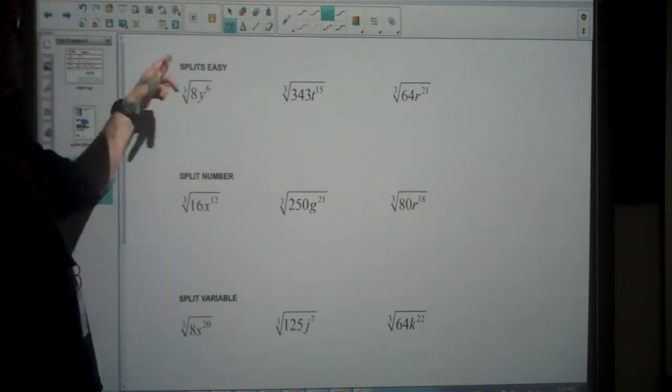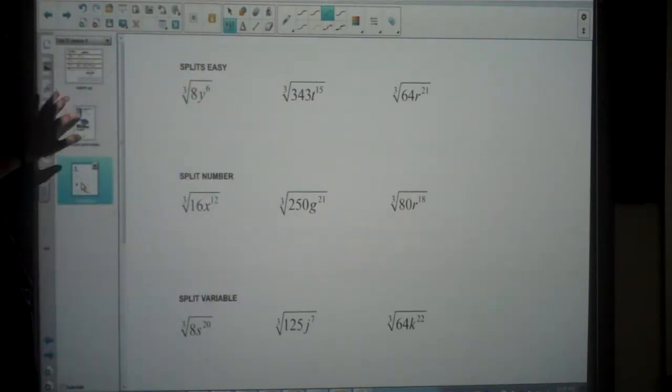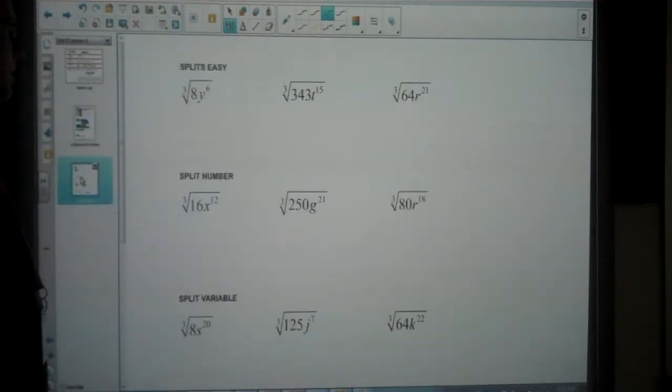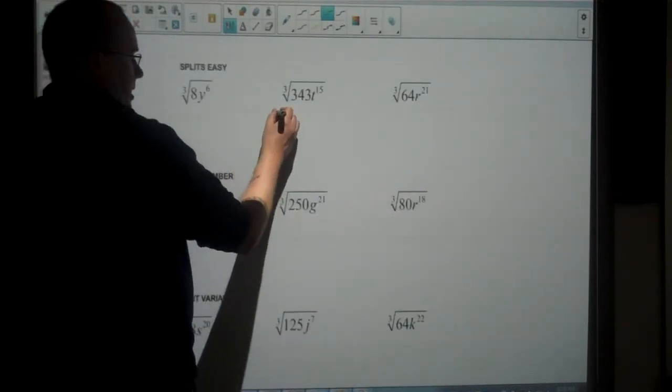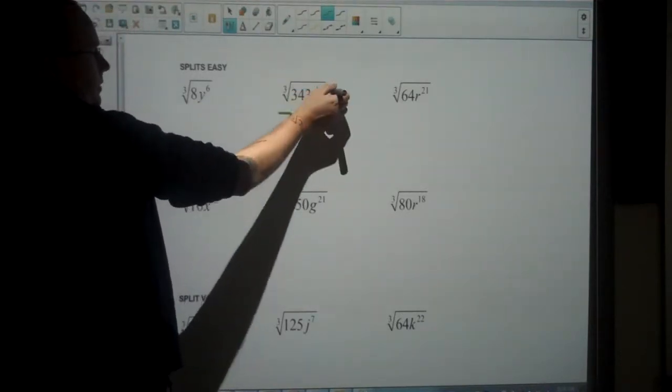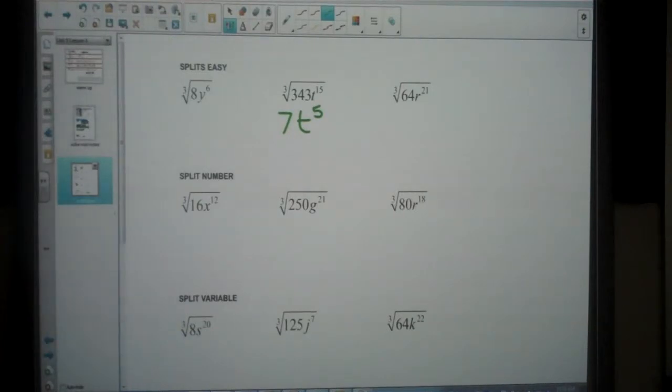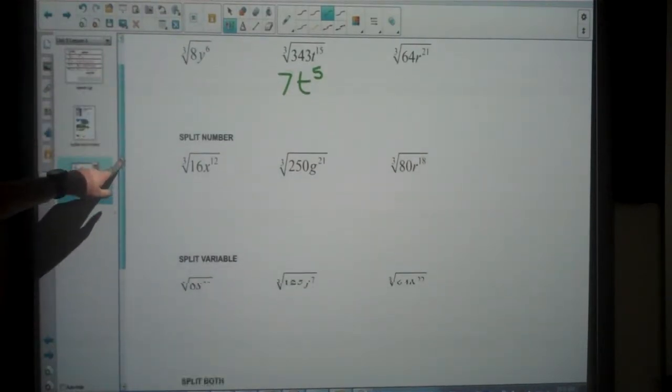So this one, it says it splits easy. So 343, if I go back to my original list here, 343 is 7 cubed. So I know that this one straight away is going to be 7. 15 divides by 3 perfectly, so I can just go ahead and write the answer straight away. So that's what I mean by splits easy. Each one is a perfect cube.